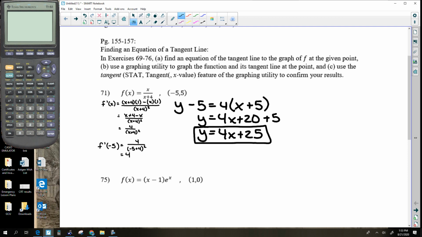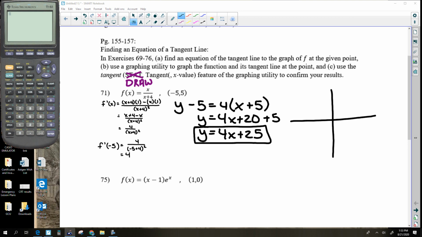Okay. Graph them both and then use this tangent thing. And I made a mistake right here. This should be wrong. Use your calculator to verify this. All right, so I'm going to kill two birds with one stone. I'm going to graph both my equation and my tangent line pretty much all at once.